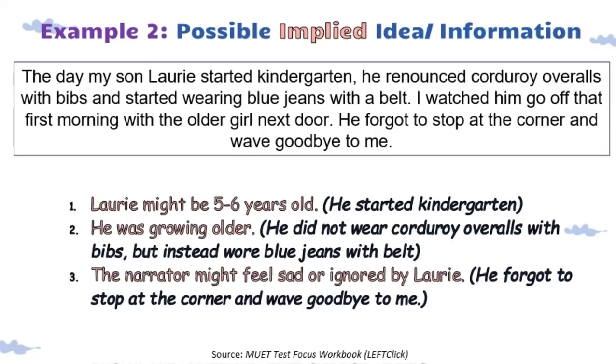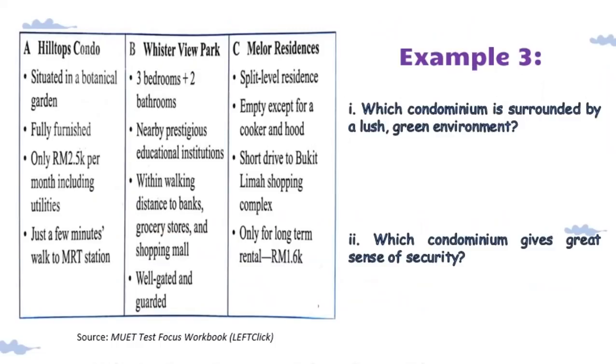Let's look at example 3. Now, this is an example of one of the texts you may find in the MUET reading paper. So it's a table with 3 different pieces of information about 3 different condominiums. Let's look at the questions first.